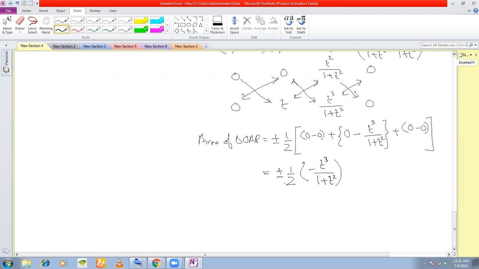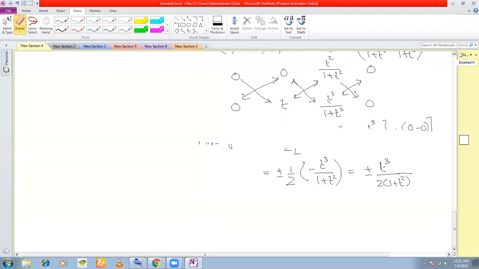Since we don't know which sign to take, we will simply keep it at plus or minus t cube by twice 1 plus t square, because we don't know whether t is positive or negative. So we'll keep it at this plus or minus. Okay, any question here? No, sir. Guess we can start the next question.